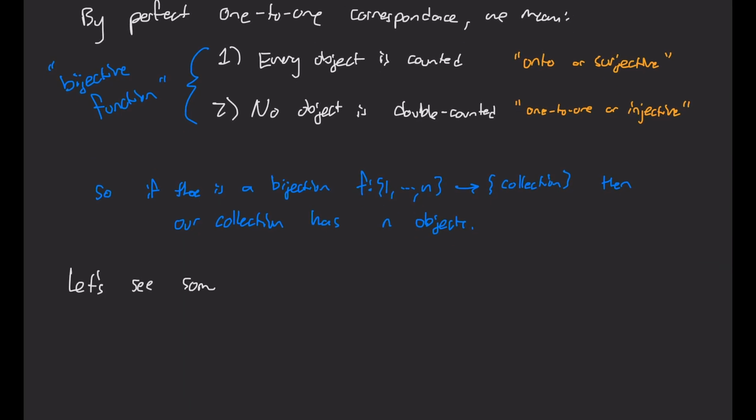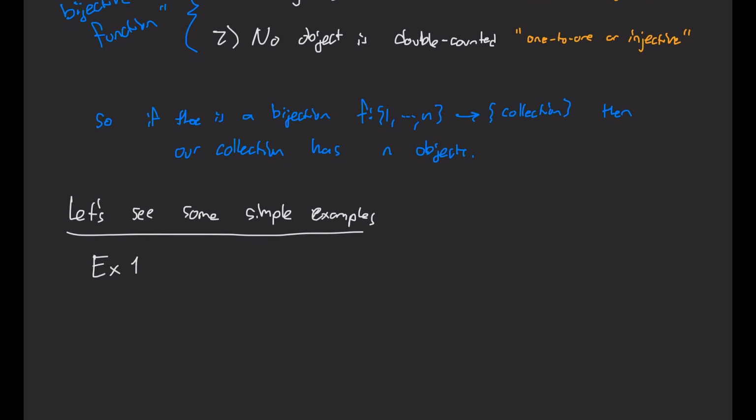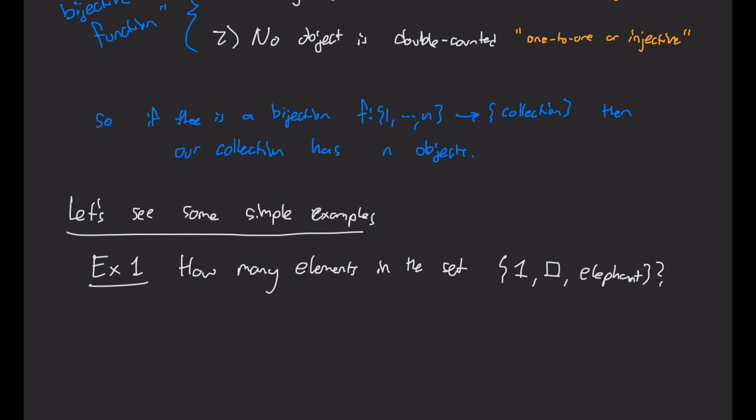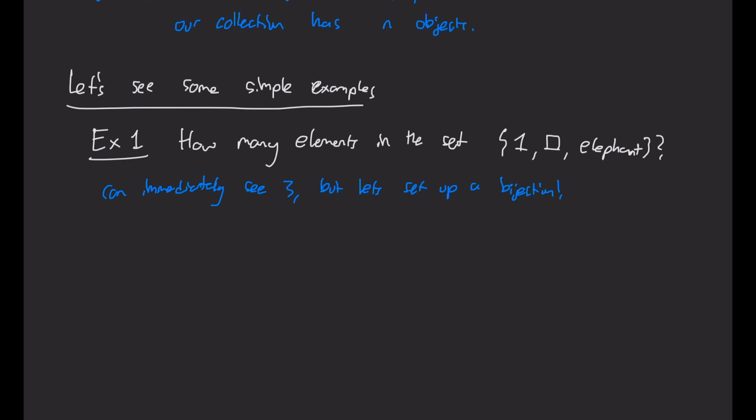Okay, so that's a strange and maybe complicated definition, but let's see some simple examples to hopefully solidify this idea a little bit. So first, I'm going to ask how many elements in a set that contains the number 1, a square, and an elephant. So of course, you can see pretty quickly that the answer is 3. There are 3 objects in that set, but how do we prove that? How do we show that? And we do that by setting up a bijection.